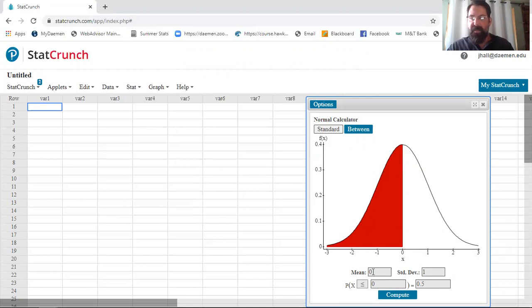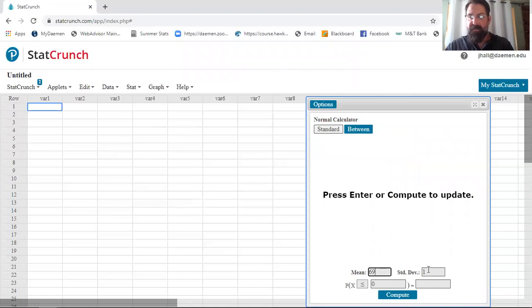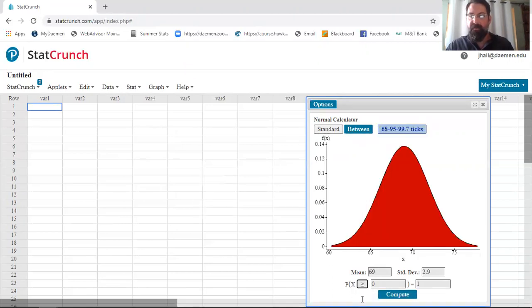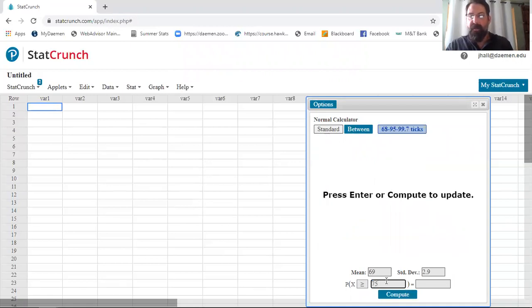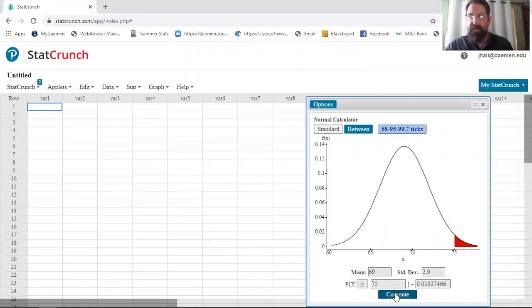But if we were to change the mean, say, for instance, the average male in the United States is 69 inches with a standard deviation of, say, 2.9 inches. What's the probability I select somebody taller than me? I'm 75 inches tall. So what's the probability somebody's taller than me in America? And it's just under a 2% chance.